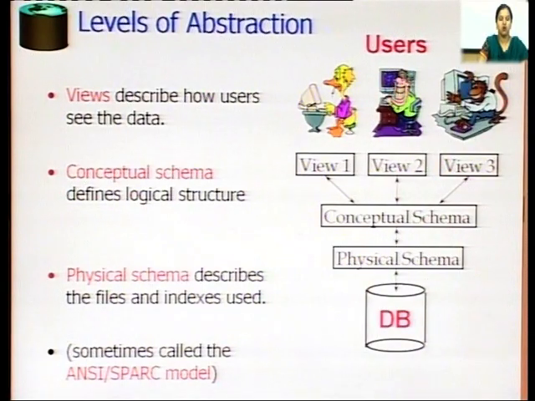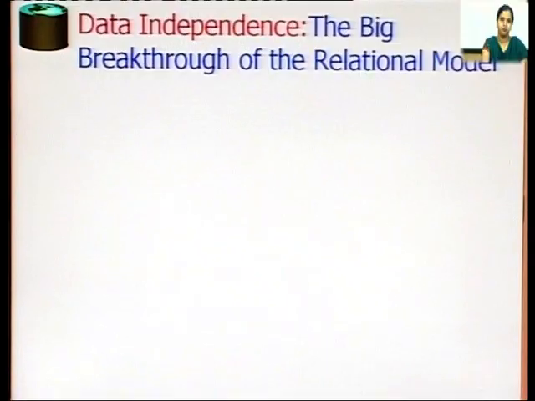Sometimes it is called the ANSI SPARC model, which helps to store the data, then conceptualize the data, and then view the data. These are the levels of abstraction.